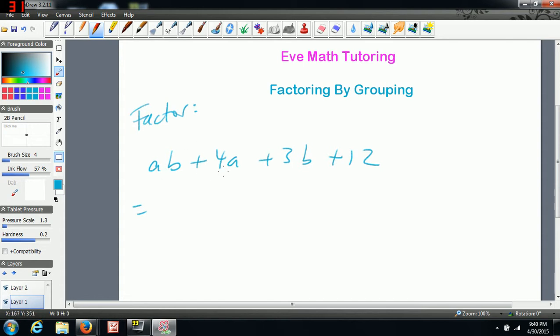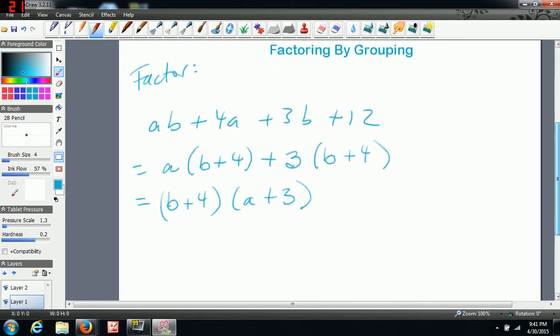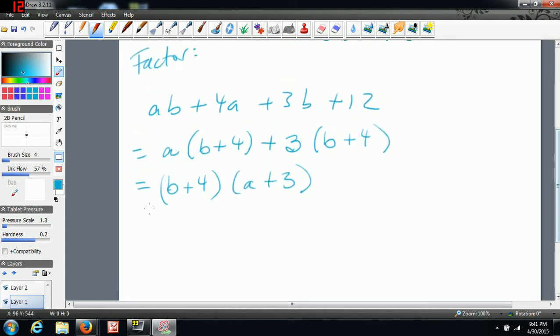So for example, if you look here, these two have a common factor of a, so I can go ahead and factor it out of those two. And that's because they're all divided by plus or minus. And over here, I notice these two have a common factor of 3, so I can go ahead and factor that out as well. Okay? And then at that point, I see that I've got a common factor here, which is b plus 4, so I can factor that out, and then I'm left with a plus 3. Okay? So that's factoring by grouping. So we can do a few more examples of that.